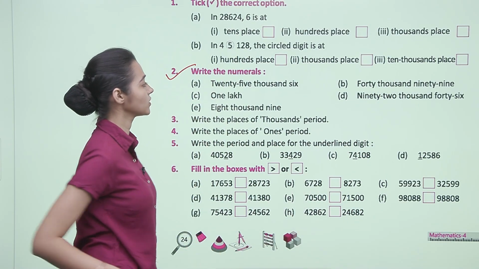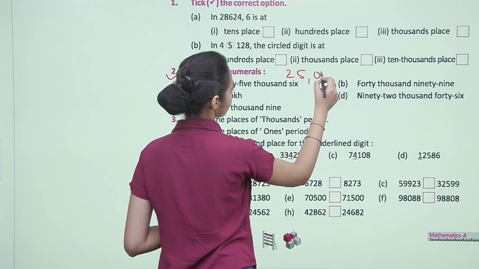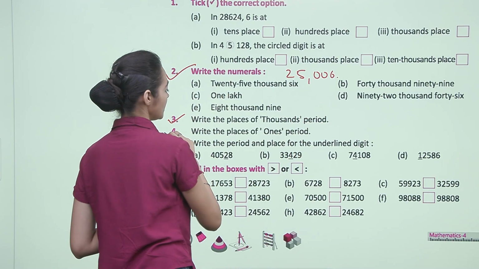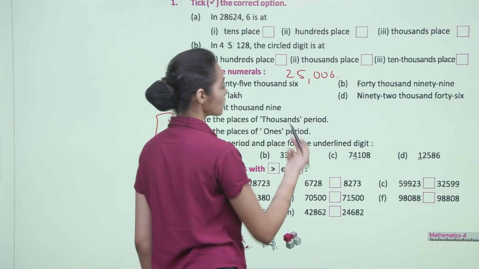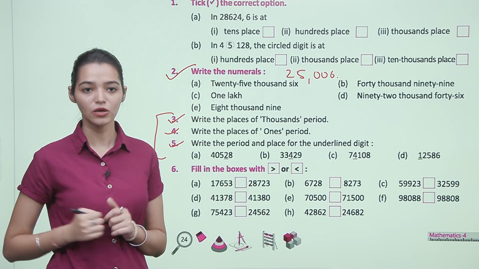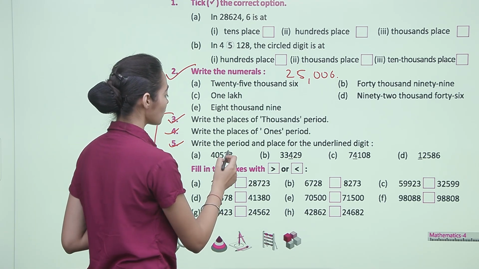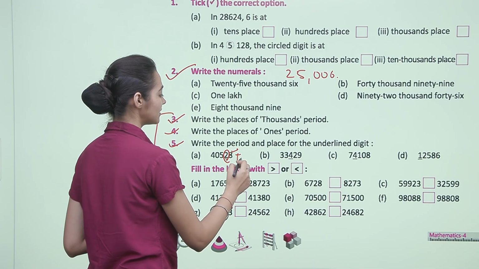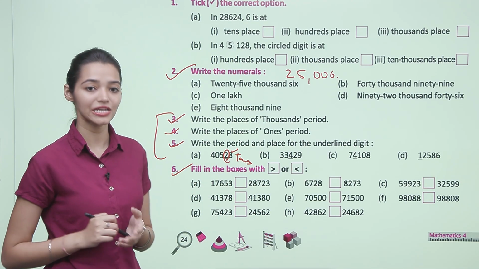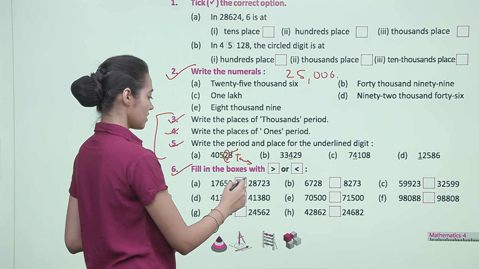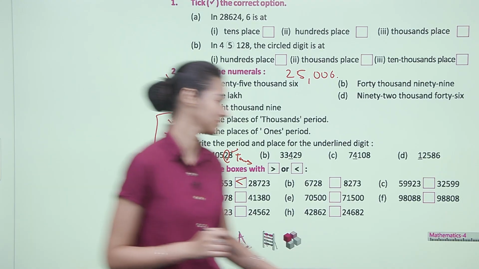Now in the next one we have to write the numerals, 25,006. In the next one we have to write the place value and the periods. Write the period of the 1000 place. Now write the period and place for the underlined digit. The period is ones period and the place is tens place. Now in the next one we have to fill in the boxes with greater than or less than. Which one is greater? The right one is greater than the left one. That's how you can complete the remaining part.